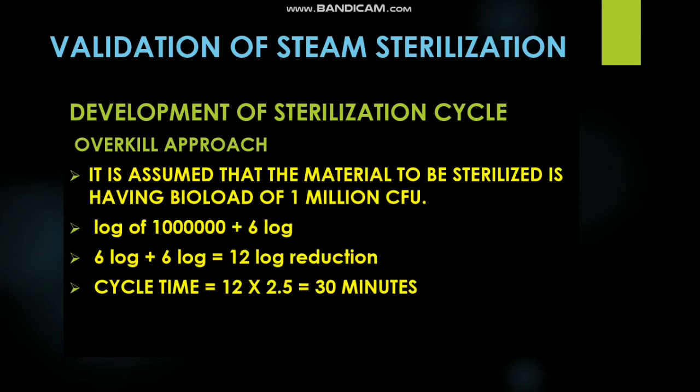The second approach for development of a sterilization cycle is the overkill approach. It is assumed that the material to be sterilized has a bioload of 1 million CFU. So if 1 million CFU is the existing bioload, then the log of 1 million will be 6 log, and an additional 6 log is required to achieve your 12 log reduction. So the complete 12 log reduction will be required, and to achieve 12 log reduction, 12 into 2.5, that is a 30-minute cycle.